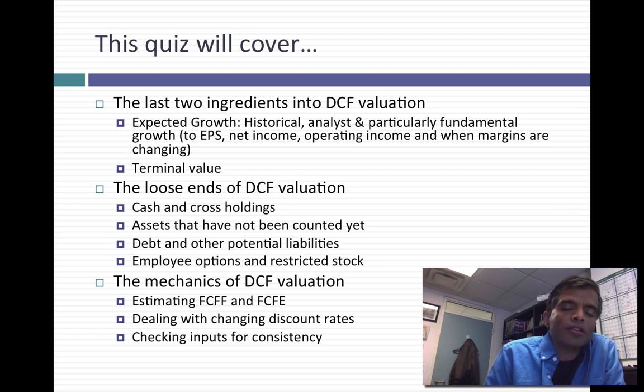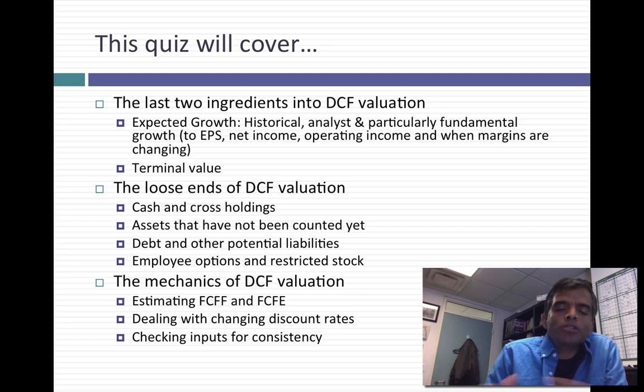If there are any other assets that have not been counted yet, the keyword is have not been counted yet. No double counting allowed. You have to bring them in. And once you've got the value of the firm, you've got to subtract out debt and any other potential liabilities. I'm not trying to be mysterious here, but if you have a lawsuit hanging over your head, this is your last chance to deal with it. And so we'll talk about how to adjust for those. And finally, we spent some time talking about employee options and other management compensation and how they might affect your share of stock and what the value of that share is.